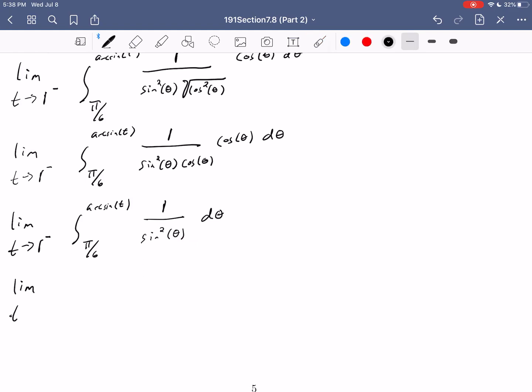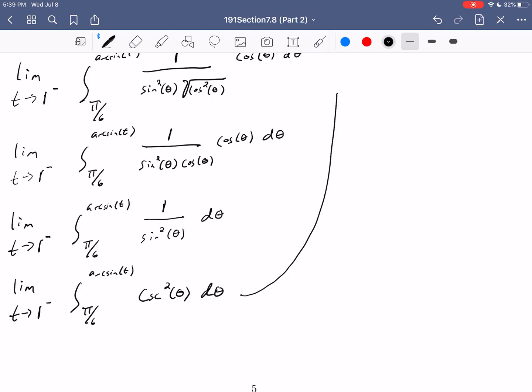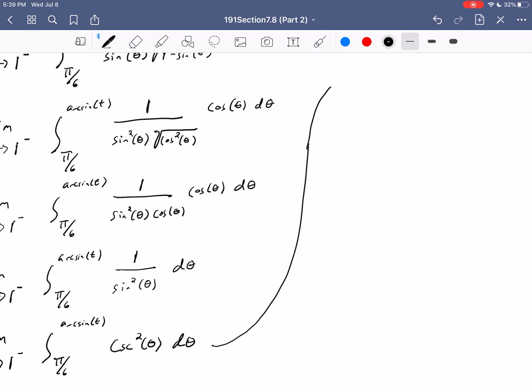We can treat this as the limit as t approaches 1 from the left. Integral pi over 6 to arc sine of t, and we get cosecant squared d theta. We might not be super thrilled seeing cosecants because we've spent most of our time talking about secants and tangents, but we actually know that except for a negative sign, this is exactly the derivative of cotangent. So we can just do a direct antiderivative here. We'll just bring this over to here.